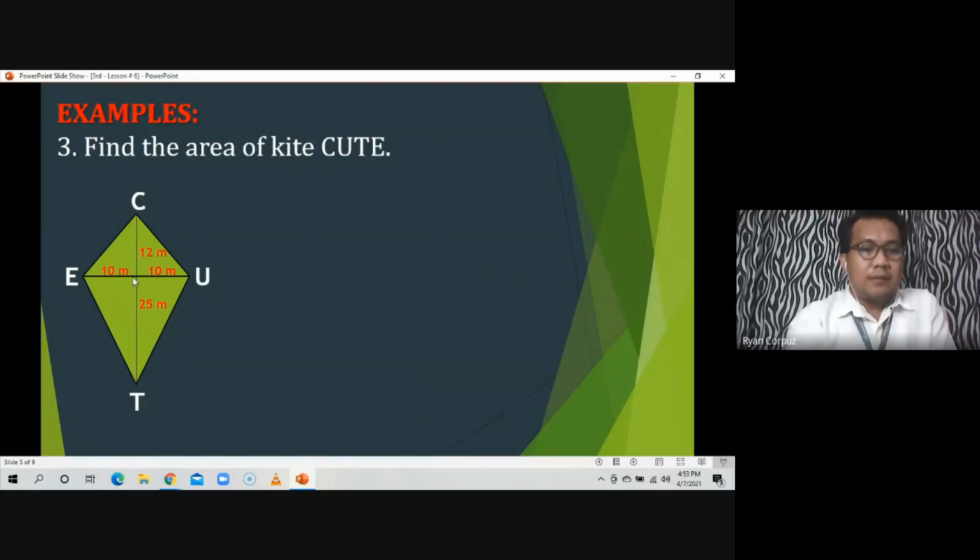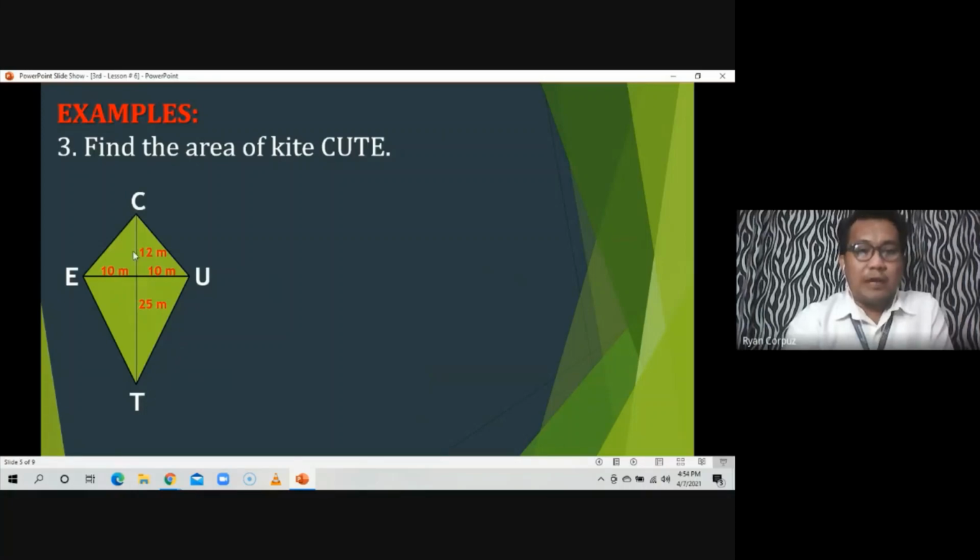Then, the segment from point E to the middle is 10 meters, and from the middle to point Q is also 10 meters. Kasi, one characteristic of a kite is that it has two adjacent sides which are congruent in measure. So ito yon. Itong side na to, tsaka itong side na to, congruent yung measure niyan, as well as this side and this side are congruent in measure.